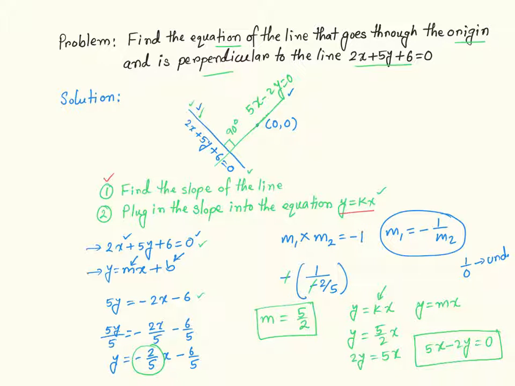So let me summarize what I have done here. We needed to find the equation of the line that goes through the origin and is perpendicular to this line. We do it in 2 steps. First, find the slope of the line, and then take that slope and plug it into this equation. To find the slope of the line, we first need to find the slope of the given line, which is negative 2 over 5. Then the desired line is perpendicular, so the slopes are negative reciprocals of each other. If I take the negative reciprocal of this number, I get this. Then I plug this into y is equal to kx or y is equal to mx, whatever you call it, and simplify it, and I get the final equation.